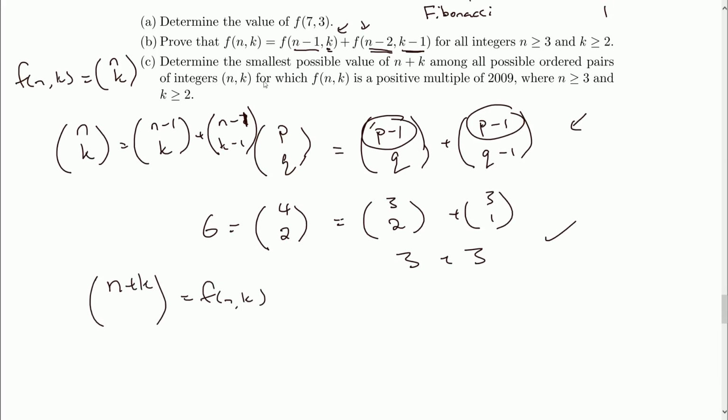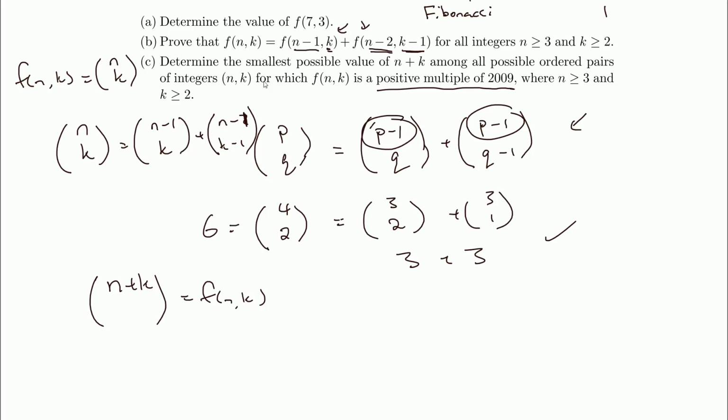Among all possible ordered pairs for which f(n,k) is a positive multiple of 2009. Okay, I don't like that. Positive multiple of 2009. So now I'm thinking multiples of 2009. I'm thinking factoring 2009. I'm thinking a big headache because I'm going to need to get my calculator out and know a couple of multiples of 2009.